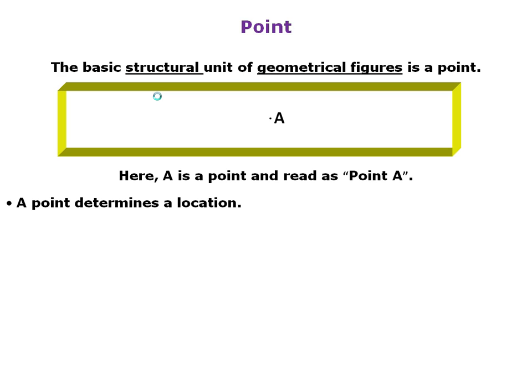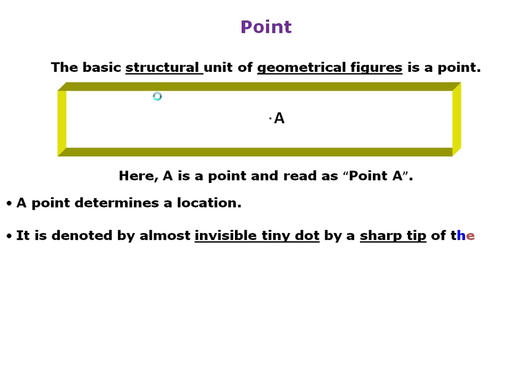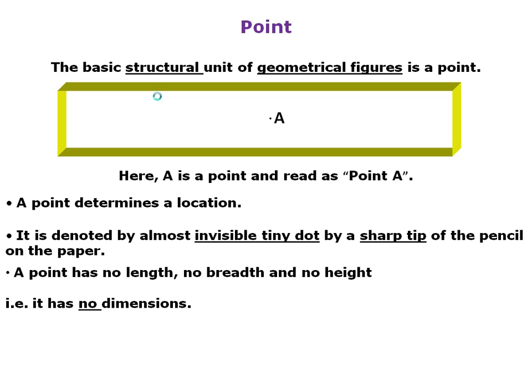Here you see, almost the center position has been located by this point A. It is denoted by an almost invisible tiny dot, by a sharp tip of the pencil. Very sharp tip of the pencil you have to take to draw a point. It is almost invisible. Don't draw a big circle for a point. A point has no length, no breadth, and no height.